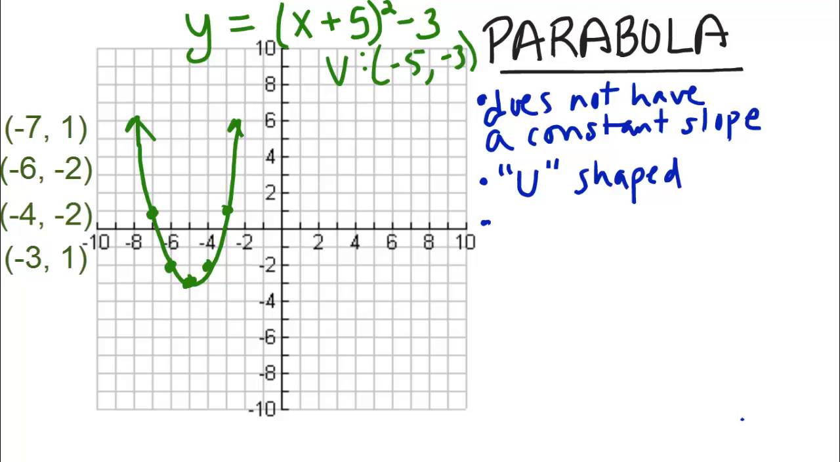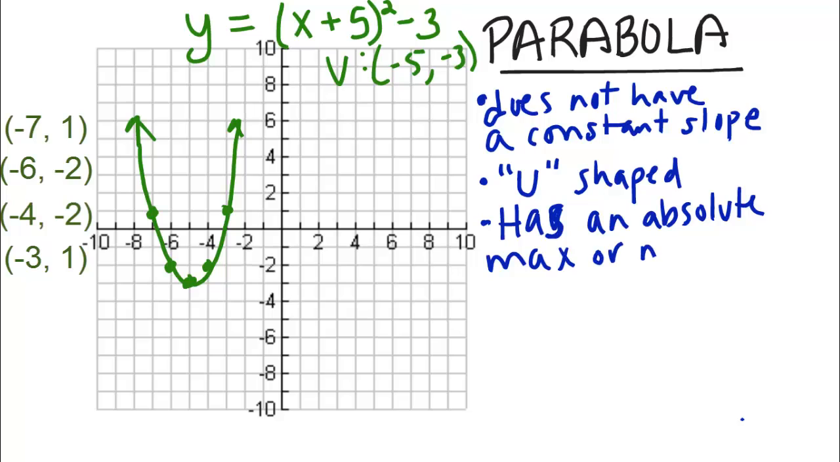In this case, there's an absolute min. On the graph that we did on the slide before that was opening down, it had its absolute max. So we can say that it has an absolute max or min, depending on which way it's opening. And this max or min is at the vertex.